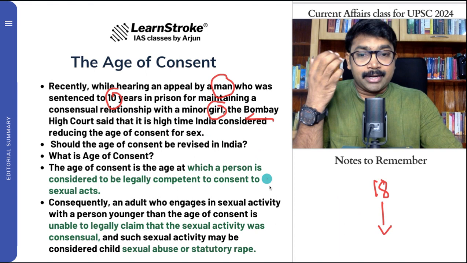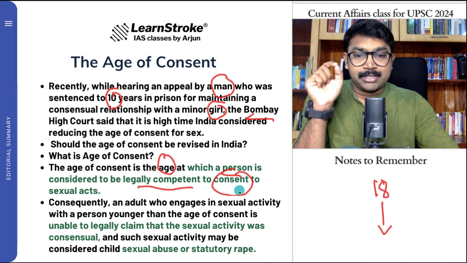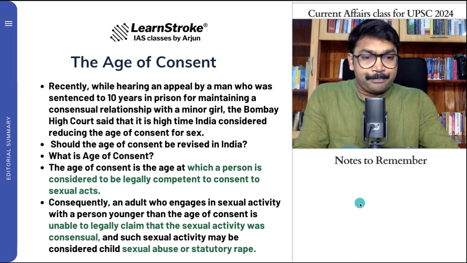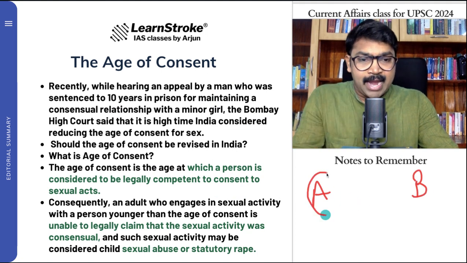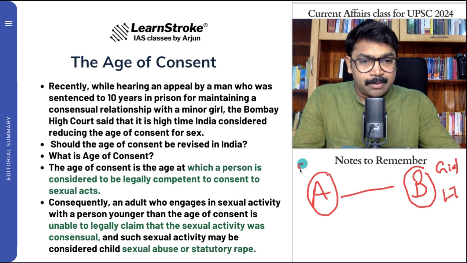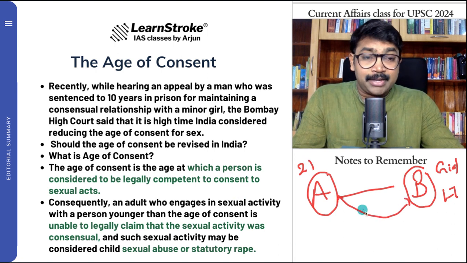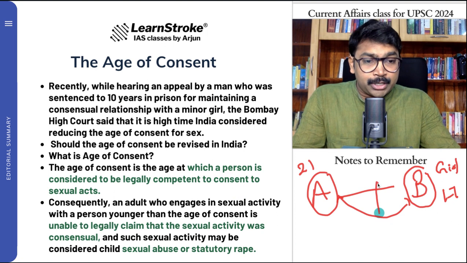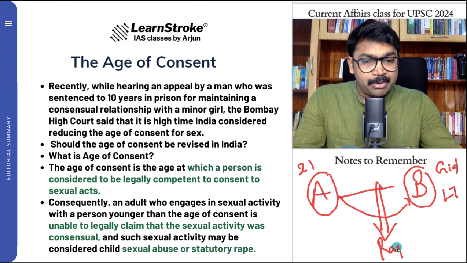Because what is age of consent? Age of consent is the age at which a person is considered to be legally competent to consent to sexual acts. So let me make it much clearer here. Again, take the example of A and B. This is the most common example. A and B have a sexual act or a sexual relationship, and in this context, B is a girl of 17 years old, and A is a boy of 21 years old. So they have sexual intercourse or a sexual activity. According to the law, this is nothing but statutory rape or sexual abuse.